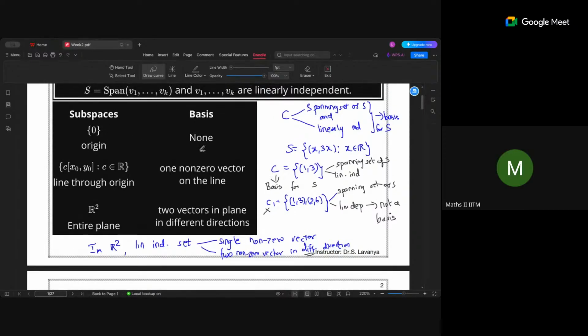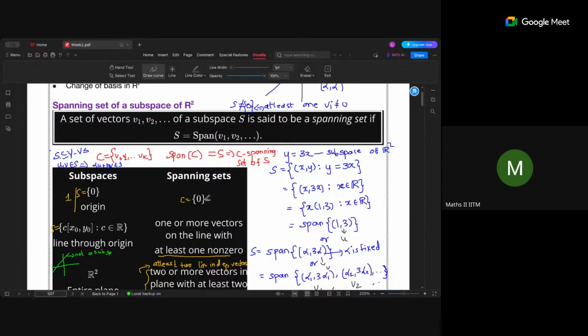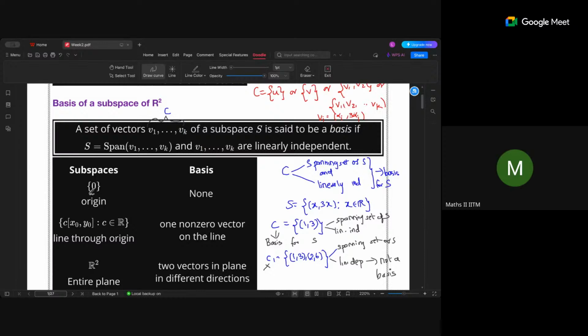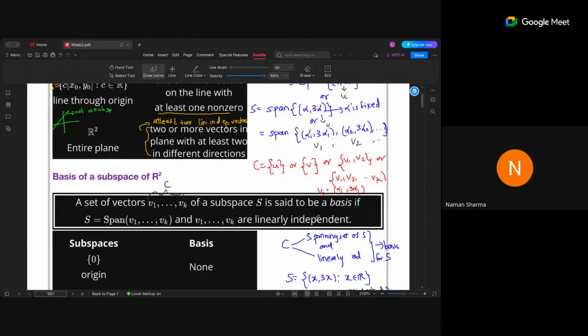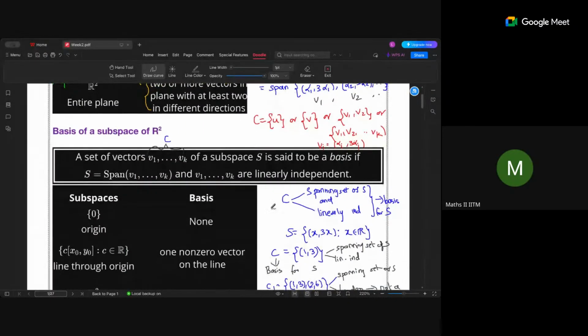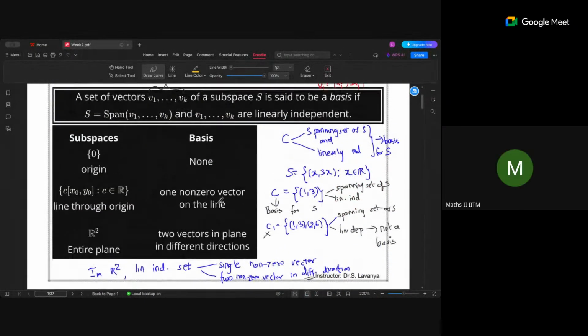So for the subspace origin, there is no basis. Can't we argue that since zero was a spanning set, the singleton zero is a basis for origin? But the definition says it should be non-zero. Zero is like a point. A basis should first of all be linearly independent, and a singleton zero vector is a linearly dependent set. Remember this: a singleton zero, or any set containing a zero vector, is always linearly dependent.